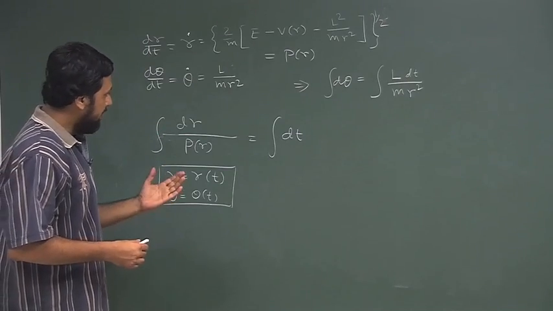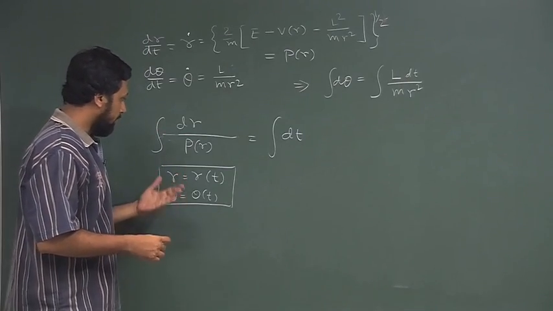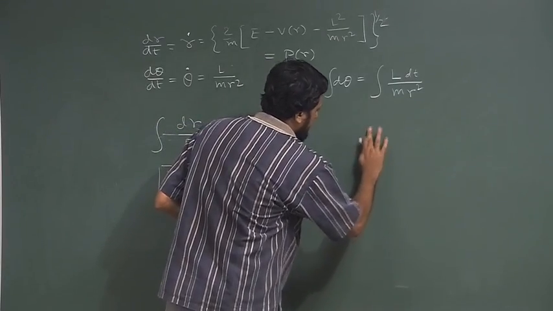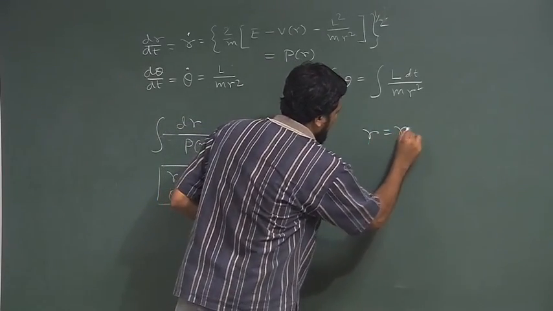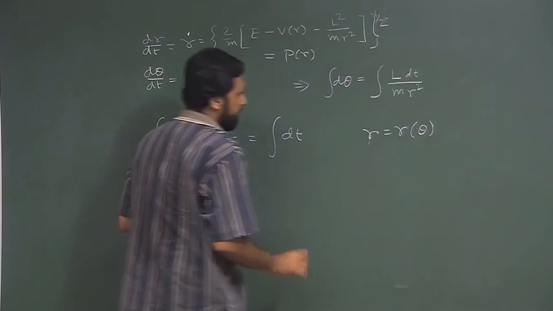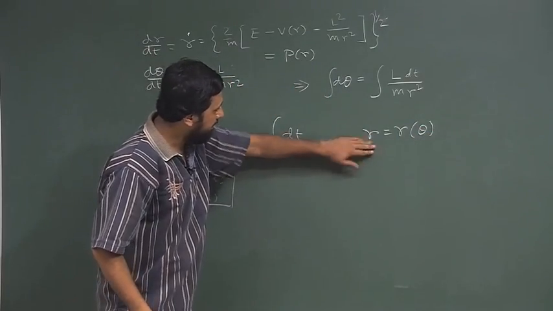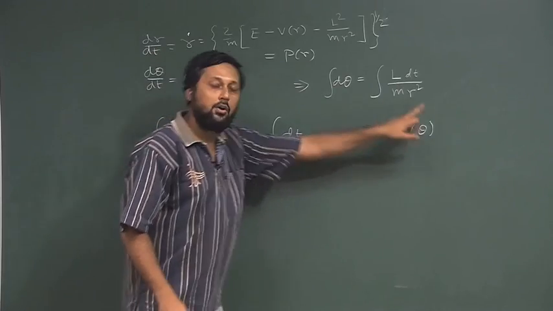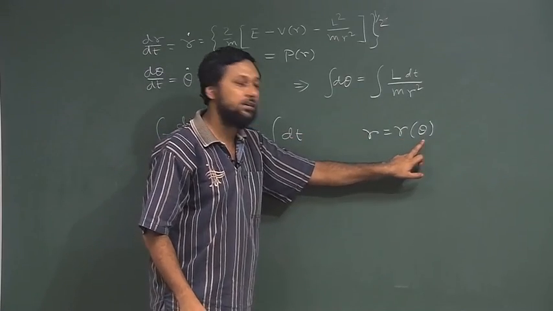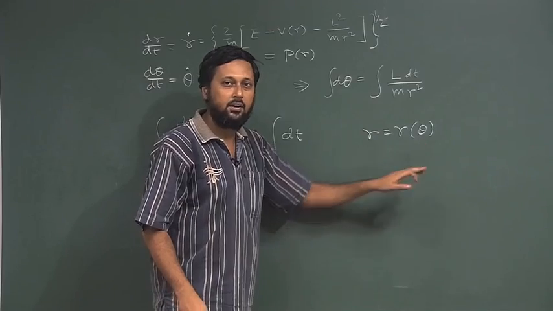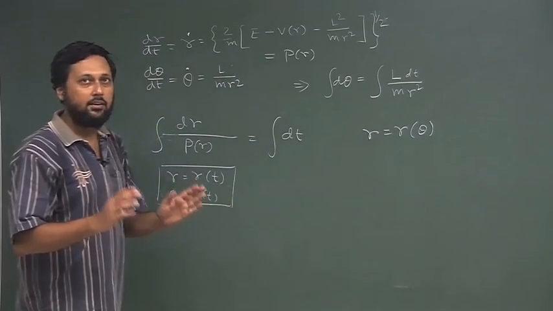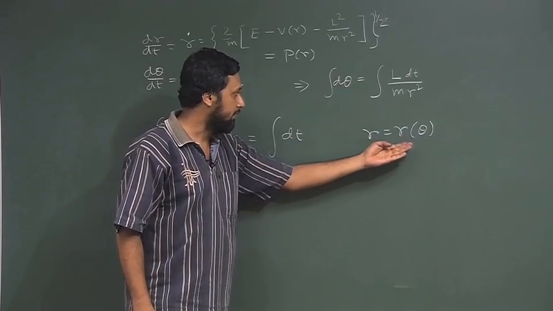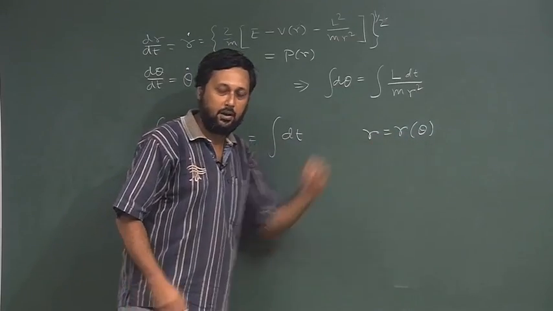So, in order to gain insight, we can also try to get a solution of the form r as a function of theta. This will be a time independent form of the orbit. Okay. So, this will also give you the orbit, but it does not include the time explicitly. It will give you the orbit not as a function of time, but as a functional form of r as a function of theta.